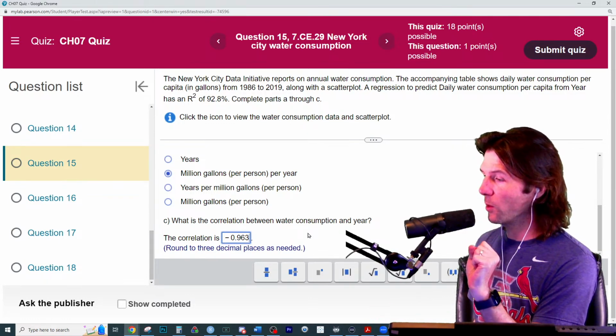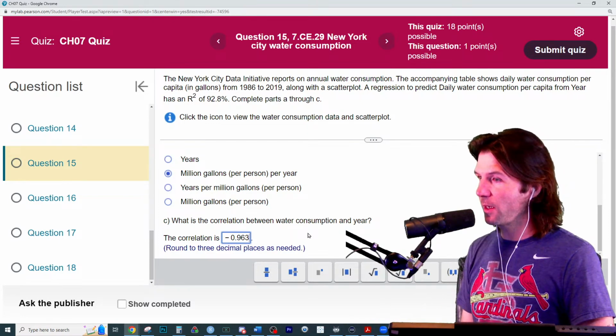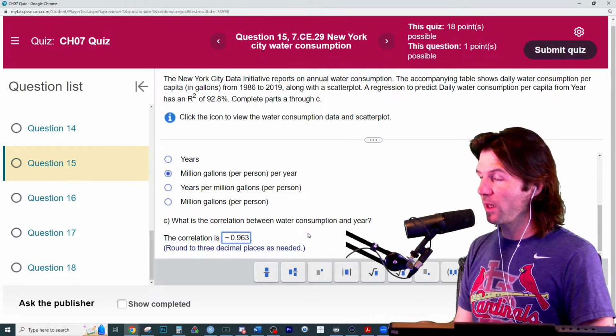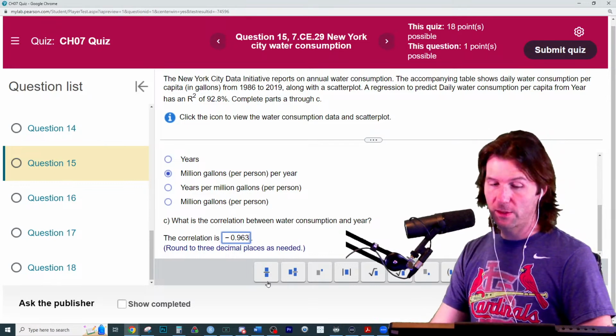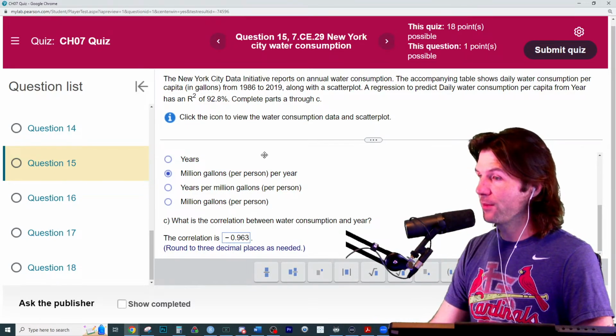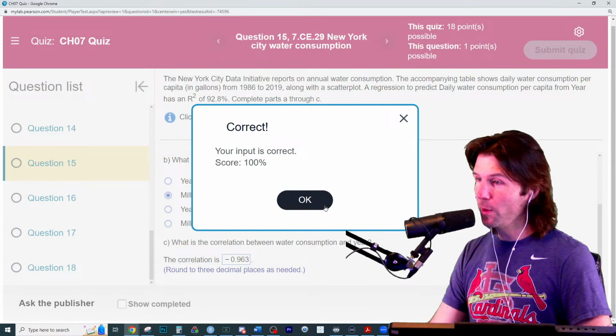Now, it's not interpreted like correlation, though. Does that make sense? That R is correlation. If you square it, you get R squared. So that's really good right there. Do we get it all? Good question.